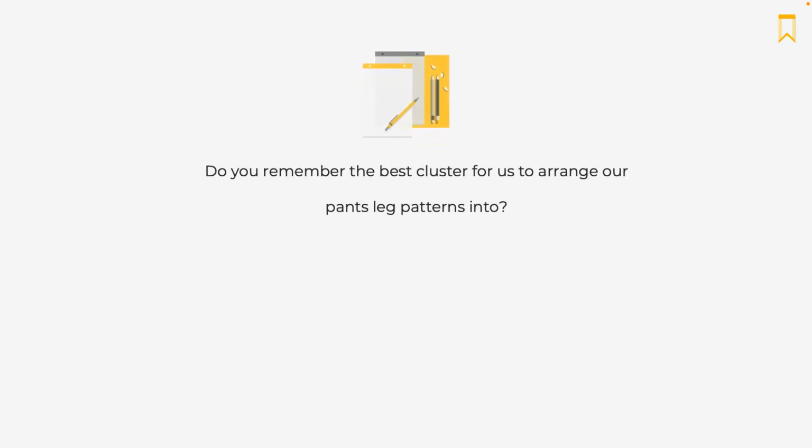Do you remember the best cluster for us to arrange our pant leg patterns into? Is it A, front leg clusters, B, side leg clusters, or C, back leg clusters? If your answer is B, then you are correct.